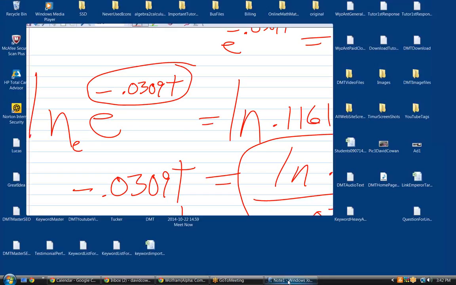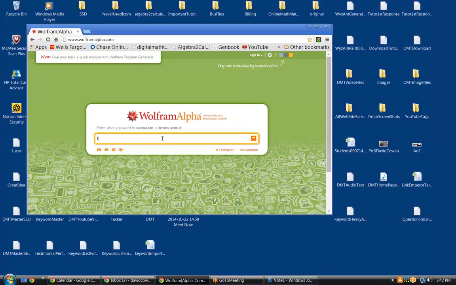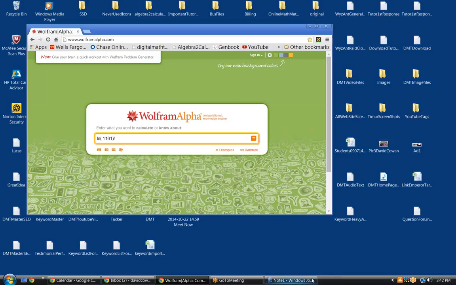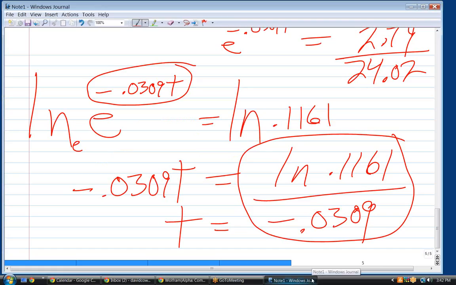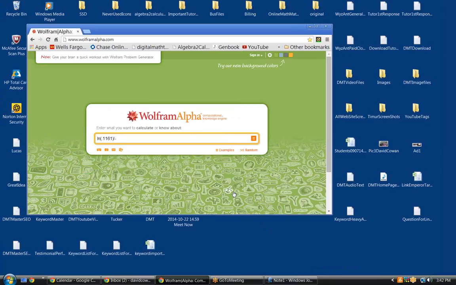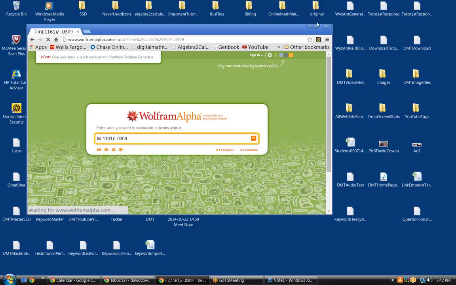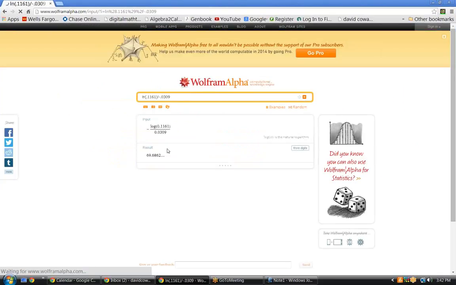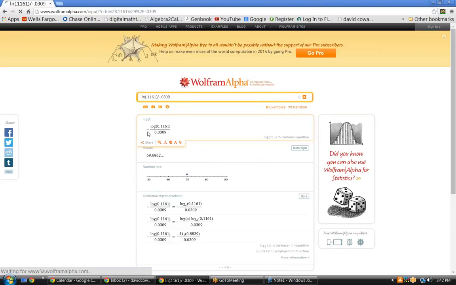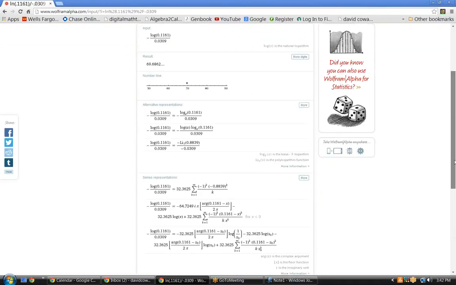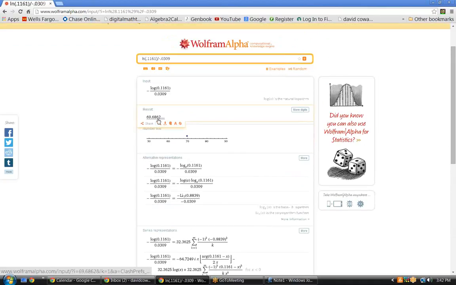it's the natural log of 0.1161 divided by negative 0.0309. That's what I put in. And it gives me an answer of, wow, 69.68.